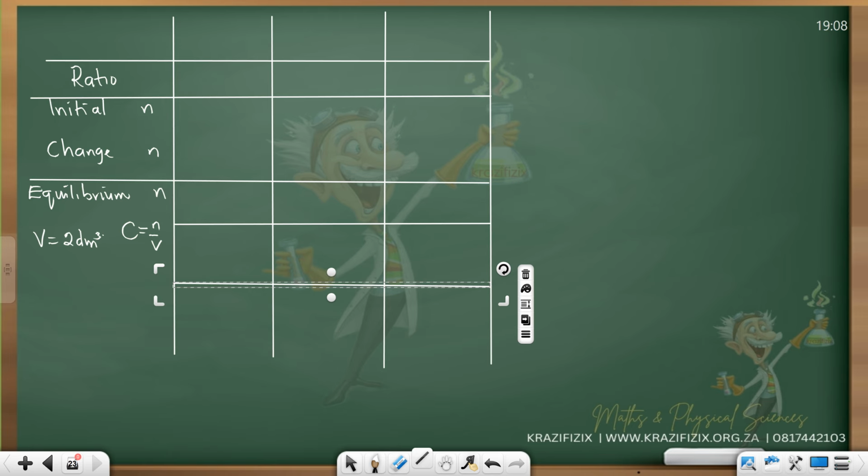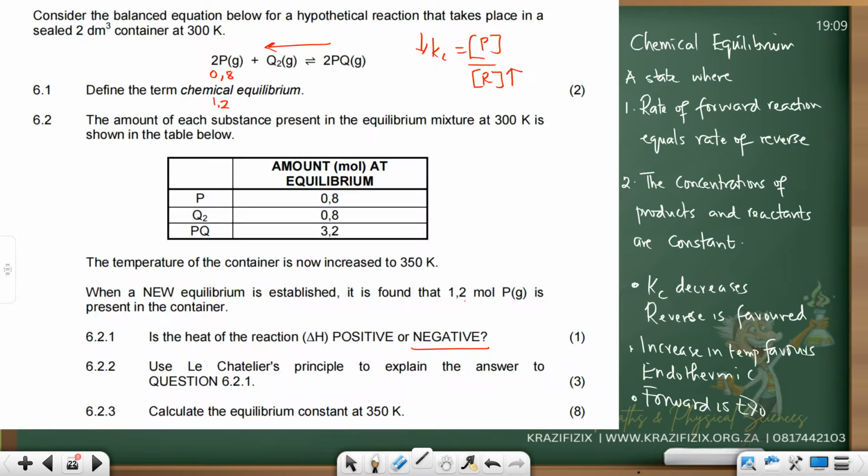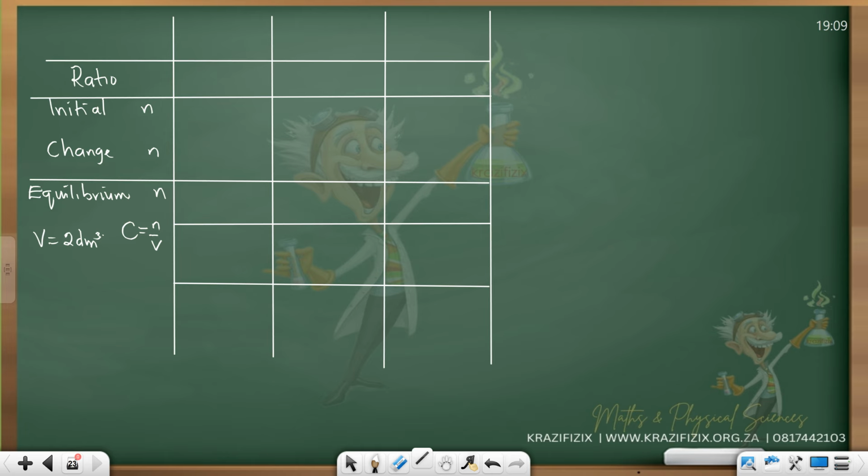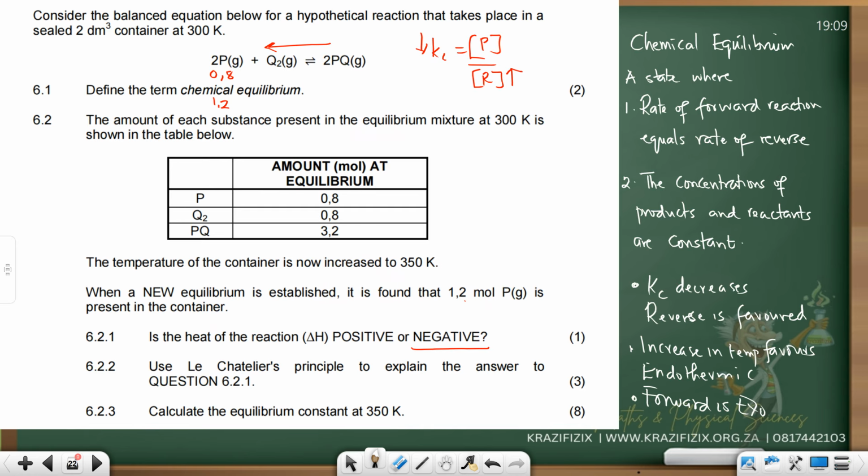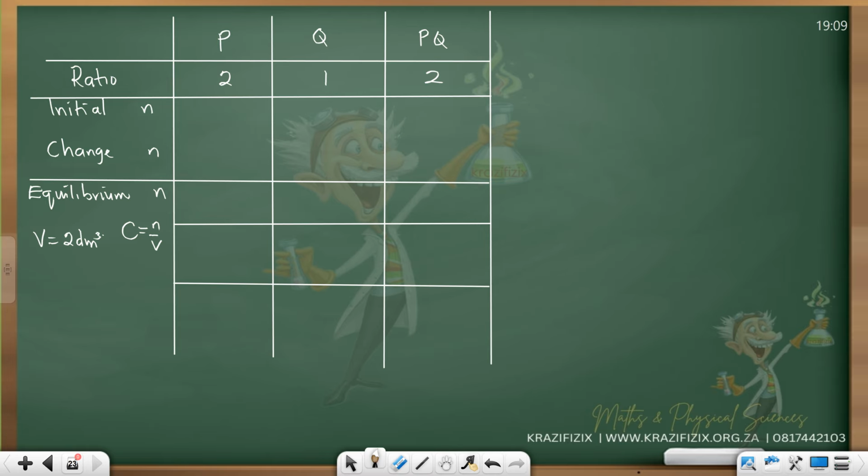Beautiful. Okay, what do we have? P, Q, and PQ. Ratio 2, 1, and 2. Now, we're not starting from 0. What are we starting from? The amount in moles. Please make sure you pay attention to that information. 0,8, 0,8, and 3,2.